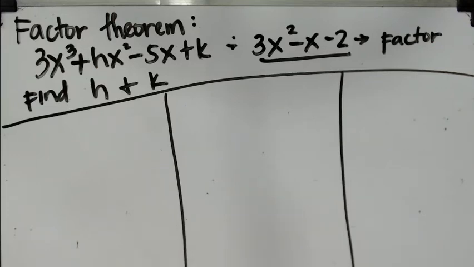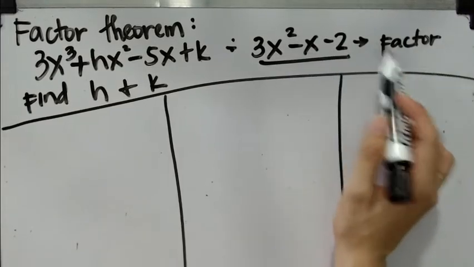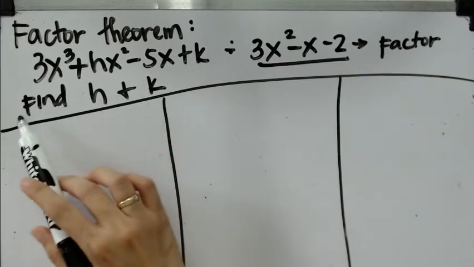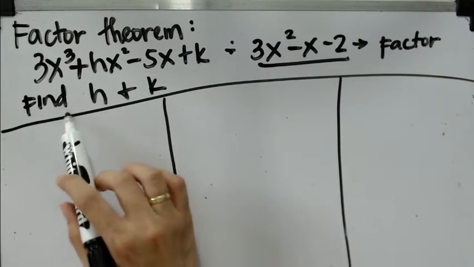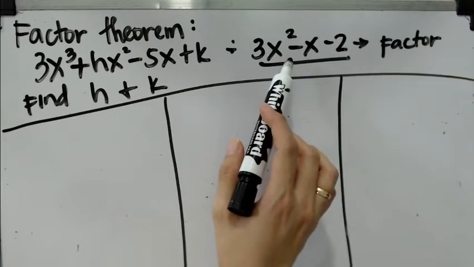Welcome to Math Delete. In this video, we're going to talk about factor theorem, example number 3. We have here 3x cubed plus hx squared minus 5x plus k divided by 3x squared minus x minus 2, wherein 3x squared minus x minus 2 is a factor of the given first polynomial. The problem here is we need to find the value of h and k. First thing we do is to factor out 3x squared minus x minus 2.